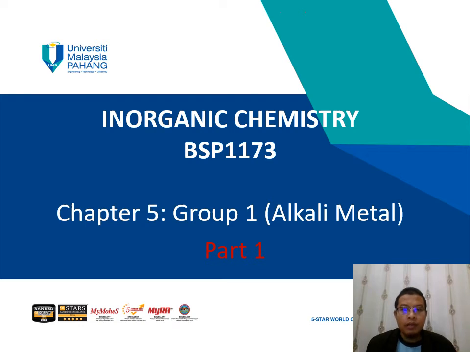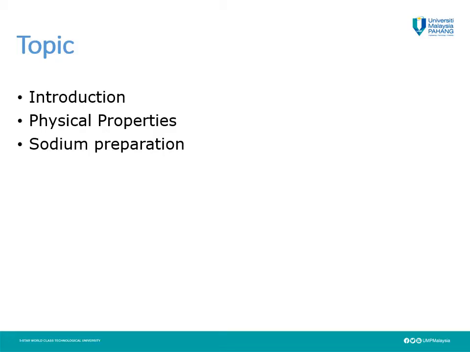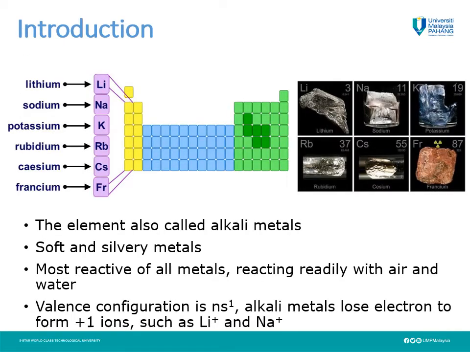In this inorganic chemistry video, we're going to discuss chapter 5 on group 1 alkali metals. We're going to discuss the introduction on group 1, the physical properties, and the metal preparation for sodium. Group 1 consists of lithium, sodium, potassium, rubidium, cesium, and francium.